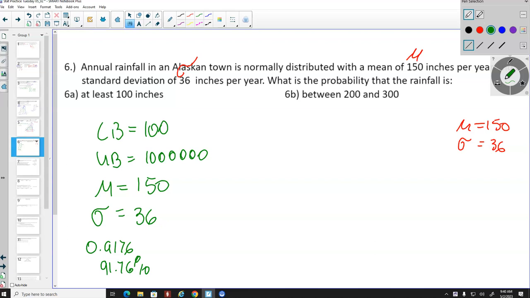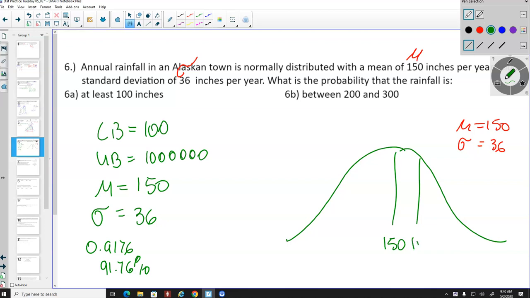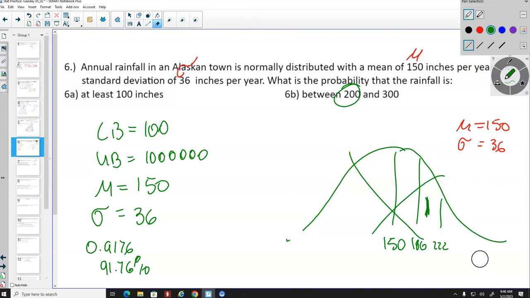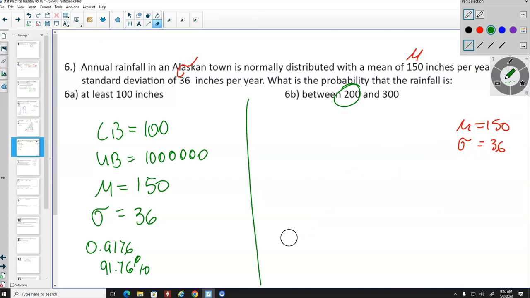So again, can I use the empirical rule? Let's check. I got 150, so plus 36 would be 186, plus 36 would be 222. So again, 200 would fall in between. So I cannot use my empirical rule. I'm going to go back to the calculator.